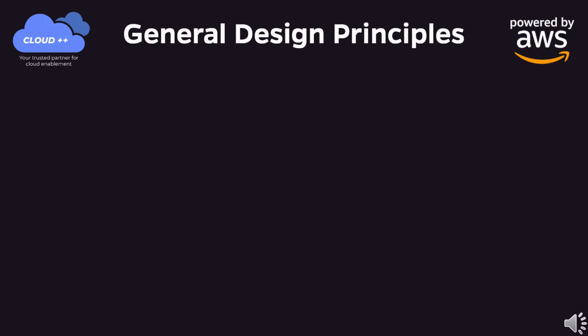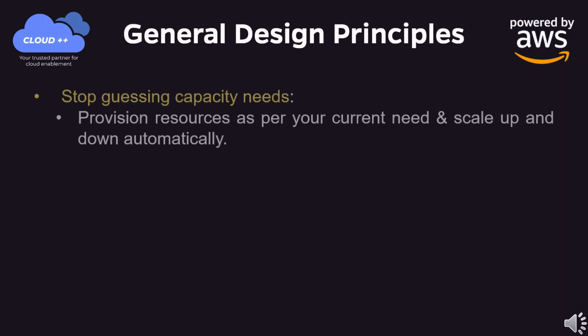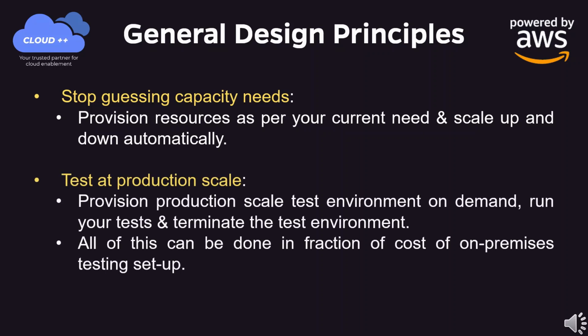General design principles. Stop guessing capacity needs. Provision resources as per your current need, and scale up and down automatically. Test at production scale. Provision production scale test environment on demand, run your tests, and terminate the test environment. All of this can be done in a fraction of the cost of on-premises testing setup.